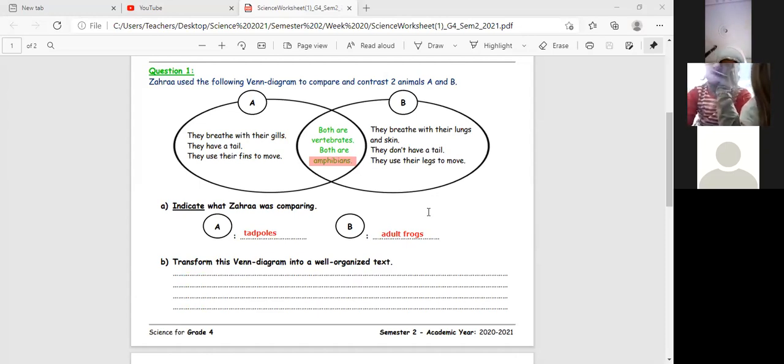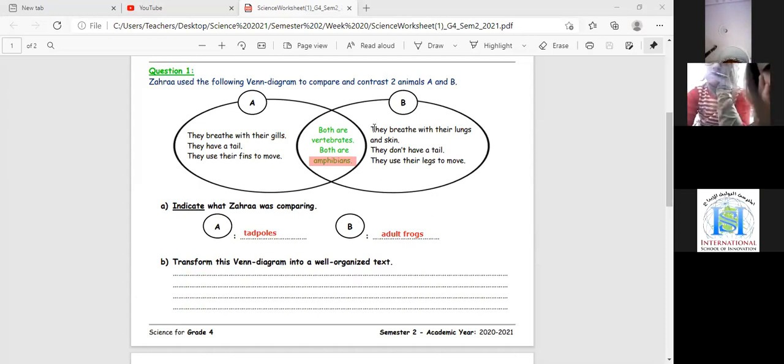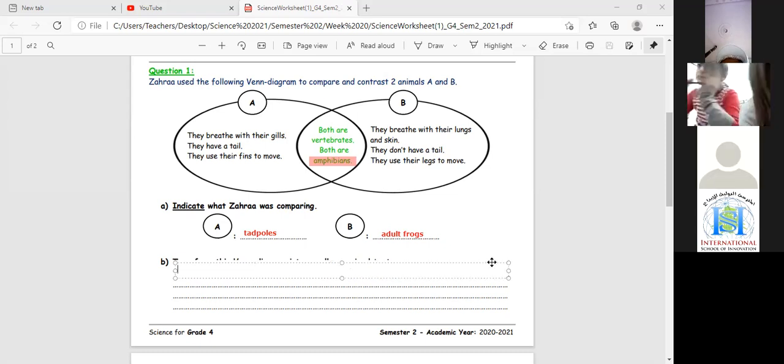How can we transform this Venn diagram into a text? Tell me, what should I write? You can write tadpoles breathe with their gills. Let's start with similarities. We will start with things that are common first.